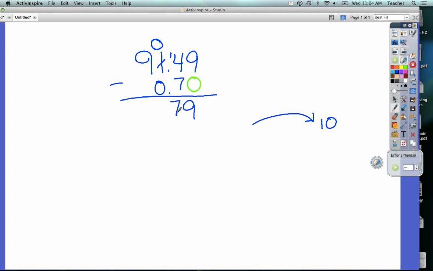7. What do I do with my decimal? Bring it down. 0 minus 0. So that's your answer. Make sure you write it. Problem C.